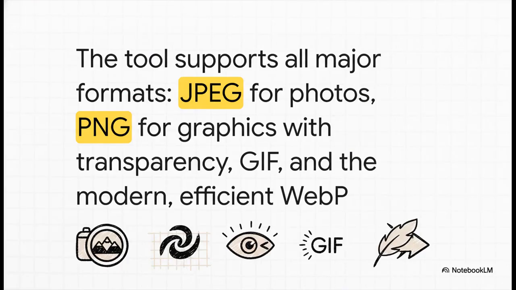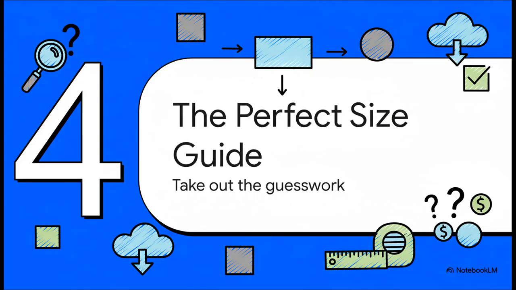And you don't even have to worry about what kind of file it is. A good tool can handle all the big ones, whether it's a regular JPEG photo, a PNG graphic that has transparency, a funny animated GIF, or even that super efficient modern format, WebP. Okay, but here's the million-dollar question, right? How do you know what size you should actually aim for? Well, that's the key, and we are about to take all of the guesswork out of the equation for you with this super handy guide.